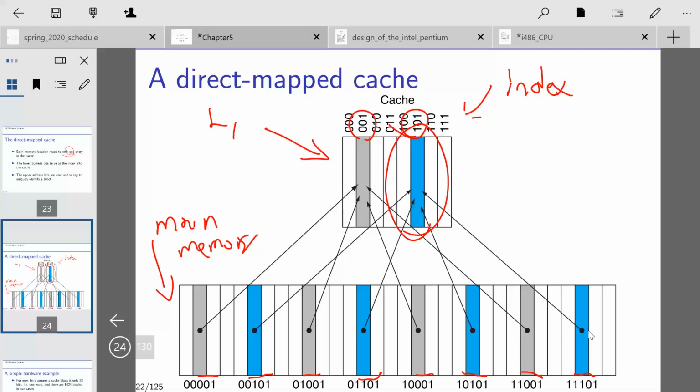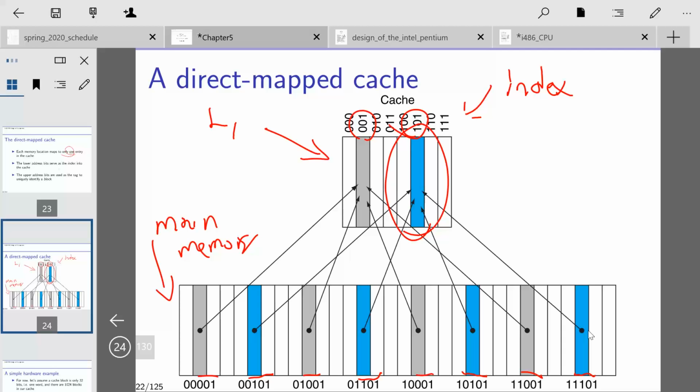And on the complete opposite end of the spectrum is a fully associative cache, where data can go anywhere. Any of these blocks in memory could map into any of the blocks in the level 1. So a fully associative cache doesn't actually have a cache index.